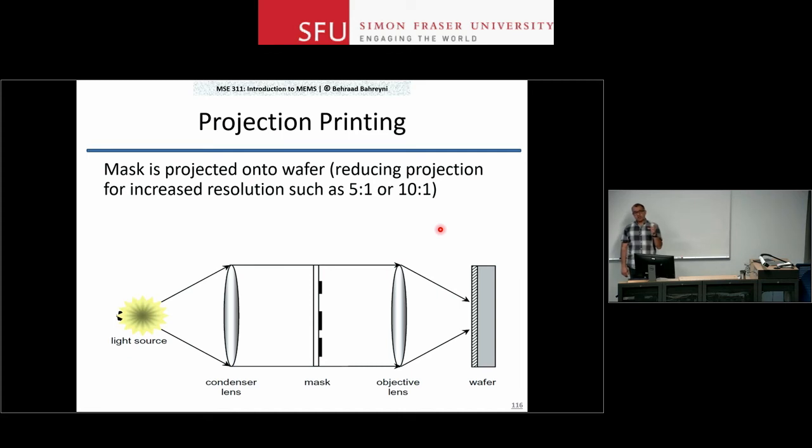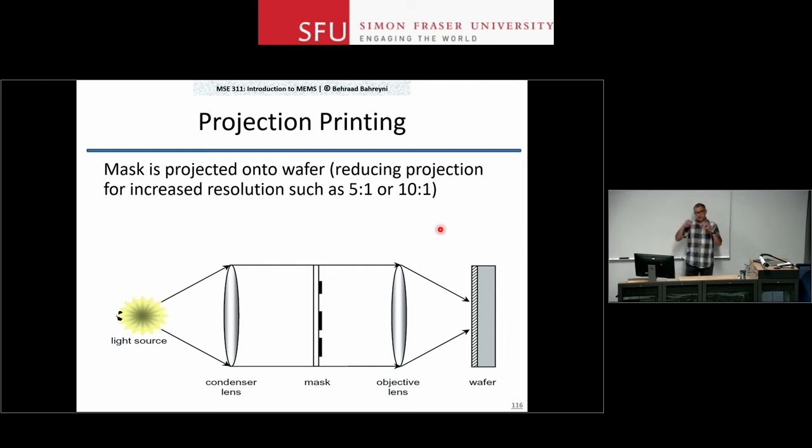So in projection printing, what we do is that we go around the problem of the contact between the mask and the wafer by separating the mask from the wafer. And we go around the problem of, let's say, reduced resolution that we had for proximity printing by having a more complicated optical system here. Now the optical system, what we have is the light source, and then there's a lens system to create the collimated beam of light. It goes through the mask, and then we have another lens system to basically reduce the dimensions, to shrink the dimensions, right?